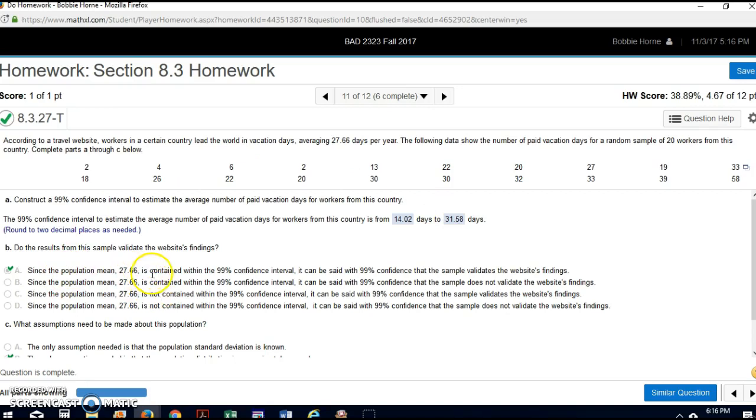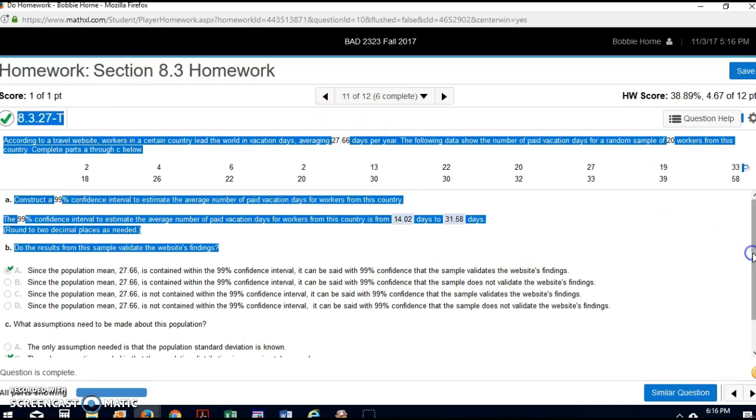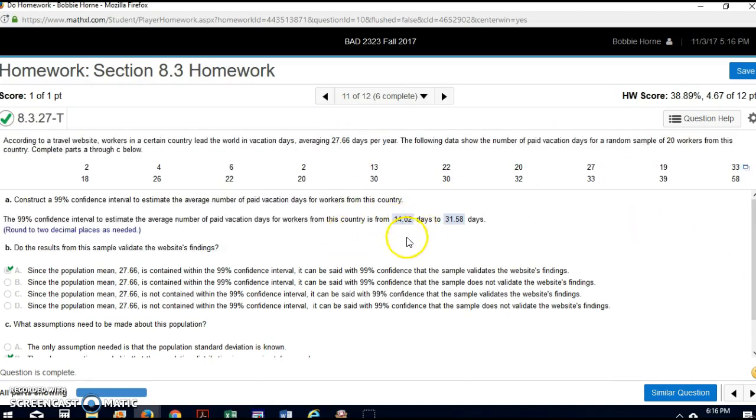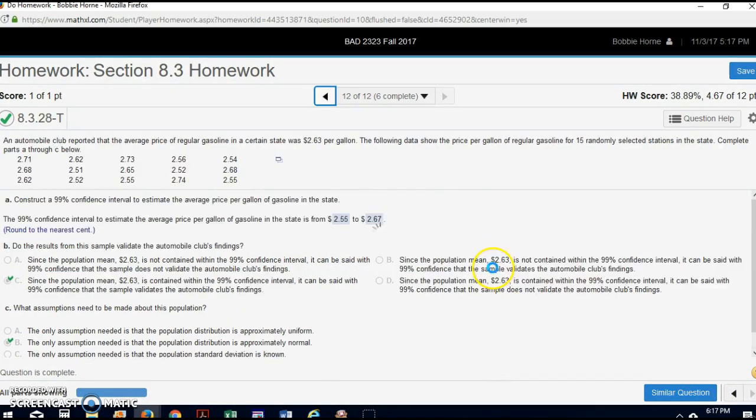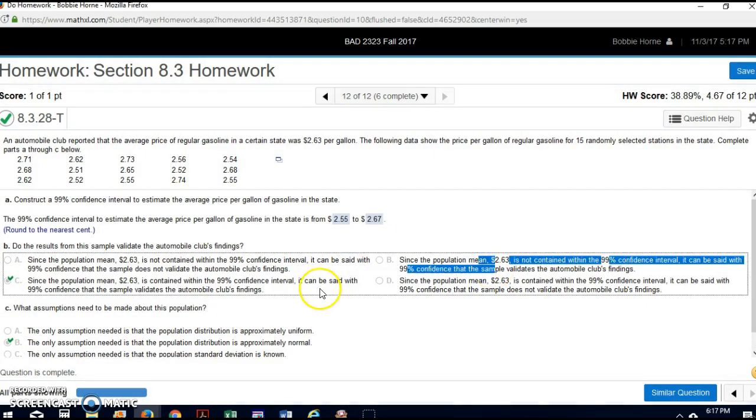So since the population mean is contained within the 99% confidence interval, it can be said with 99% confidence that the sample validates what the website found. Okay? Now, if it did not fall between these two numbers, then it can be said that the sample does not validate the website's findings. And then, of course, it's going to ask you again about that assumption, and it's still about the normal distribution for the population.